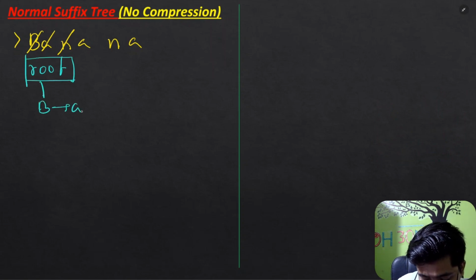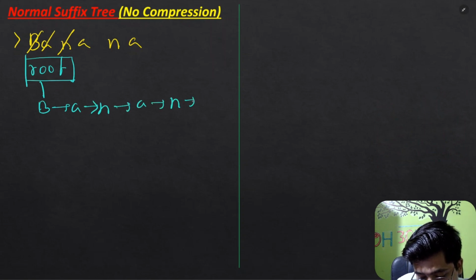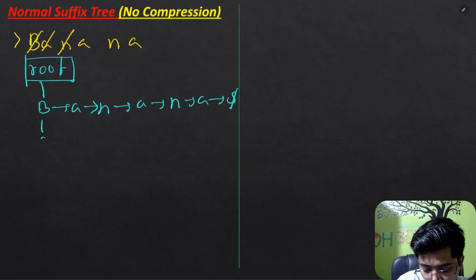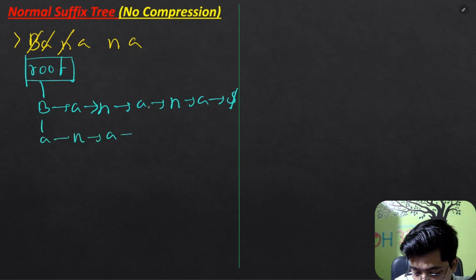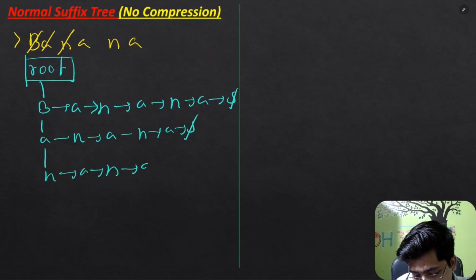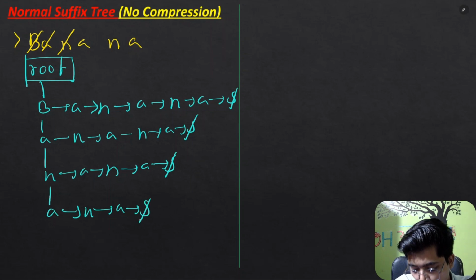So B-A-N-A-N-A dollar, the end of the word. Second, A-N-A-N-A, and we are marking dollar as the end. N-A-N-A, and again dollar as the end. Now A-N-A-N, now dollar as the end. So now we have inserted this A also.